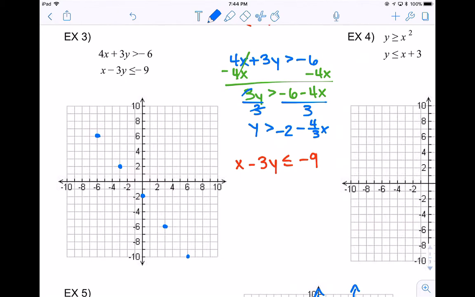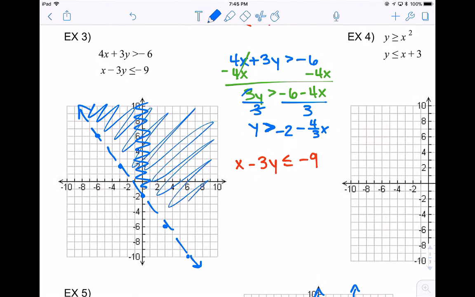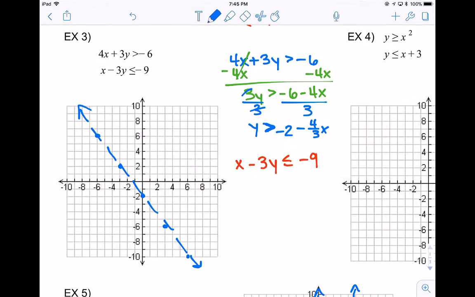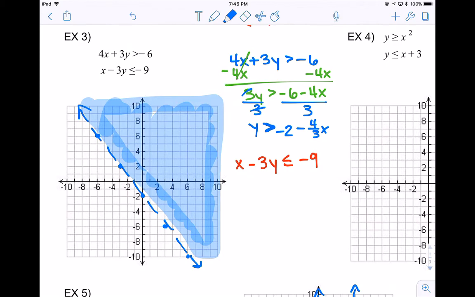All right, since these are inequalities, we do have to pay attention to the kind of line we draw. So since this is just a greater than symbol, not a greater than or equal to, this will be a dashed line all the way through. And with greater than, we want to shade where y is increasing, and y increases as we move up the y-axis. So we're going to shade everywhere above that line. All of those points are solutions to that first inequality.